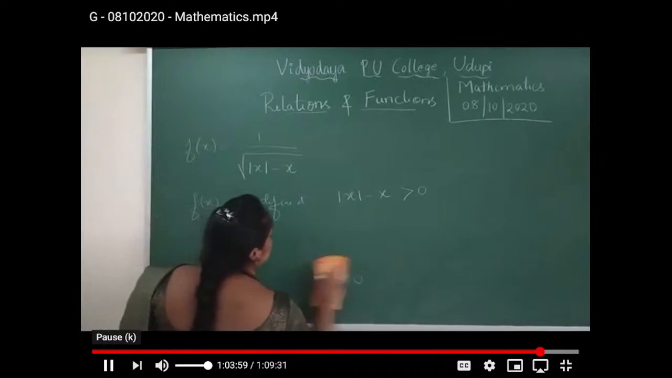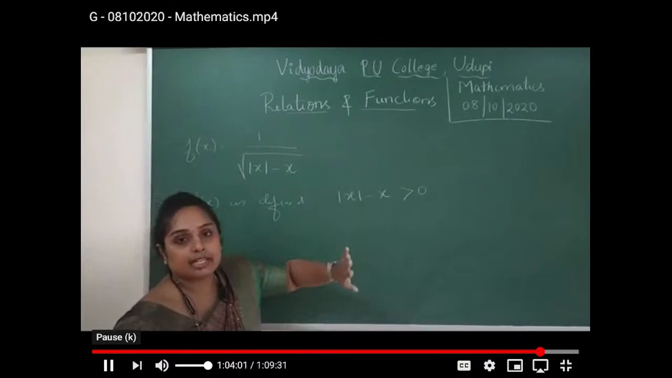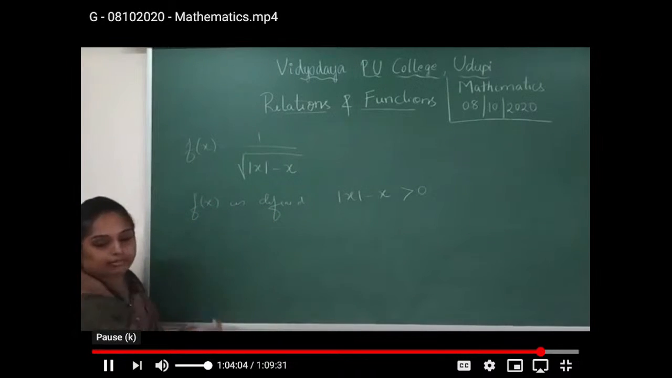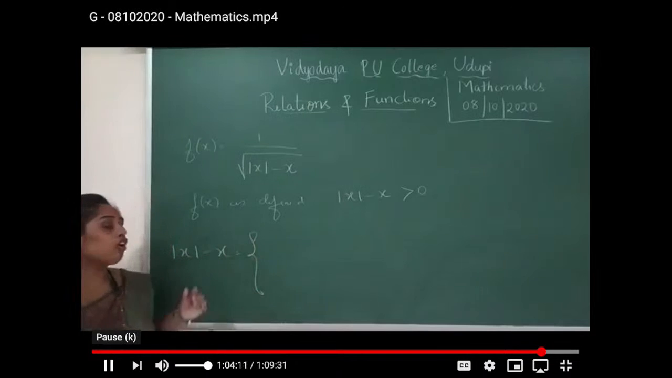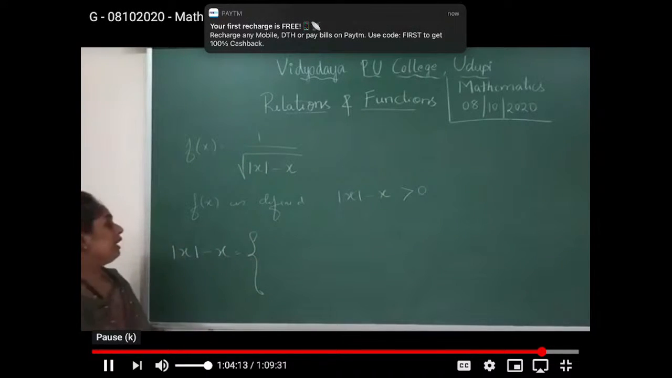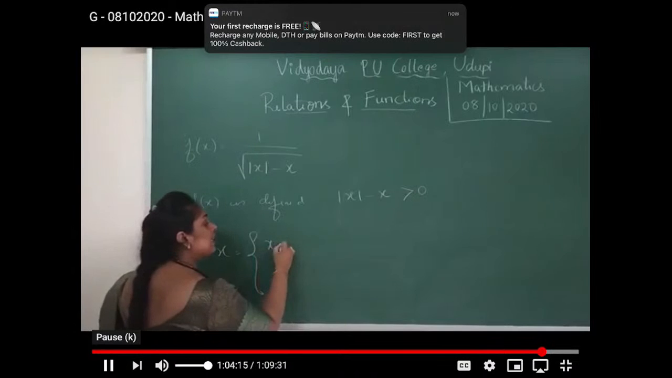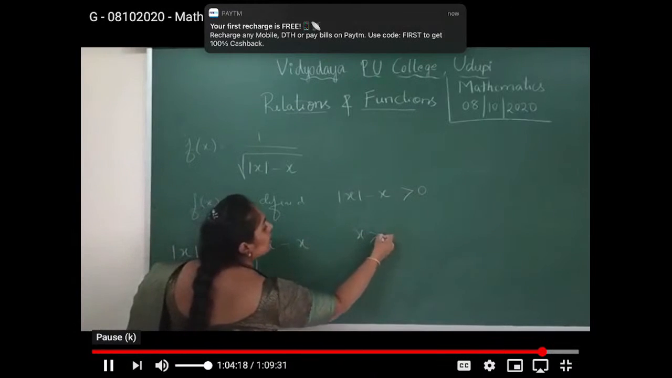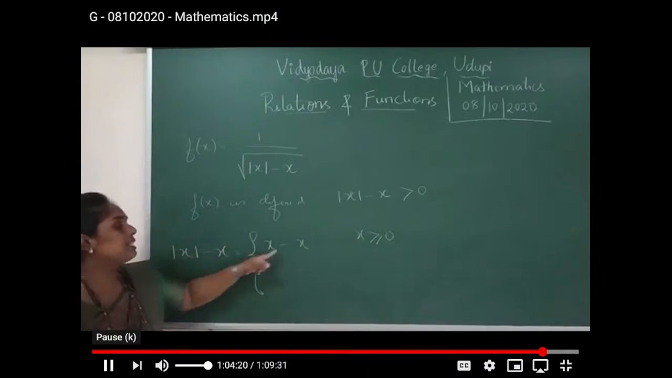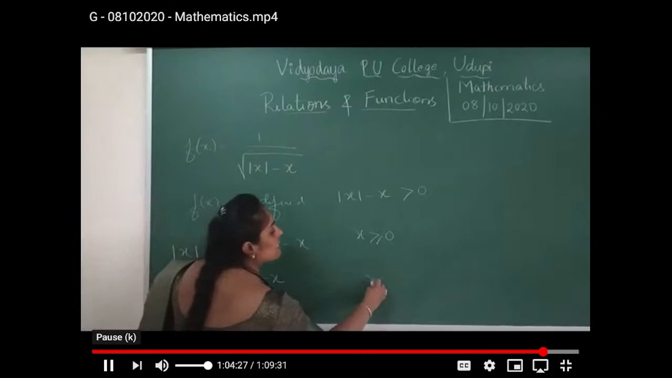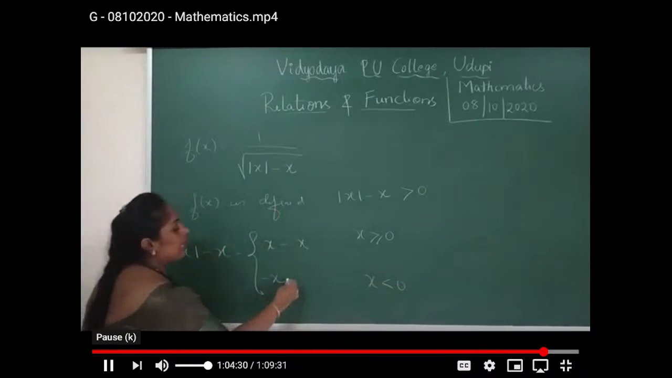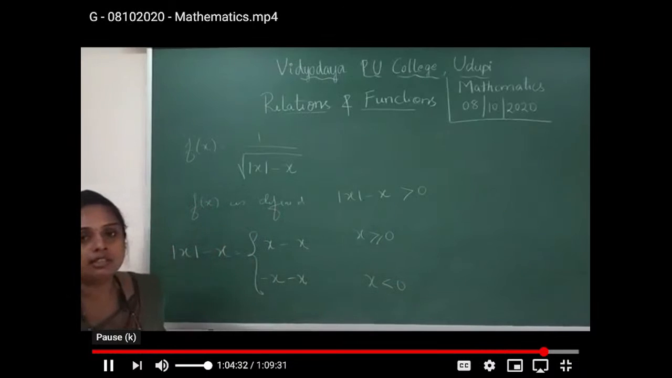But here we have mod of x minus x. So how can I define the function mod of x minus x? Mod x is x when x is greater than or equal to 0, and that minus x you copy as it is. And mod x is minus x when x is less than 0, and that minus x you copy as it is.